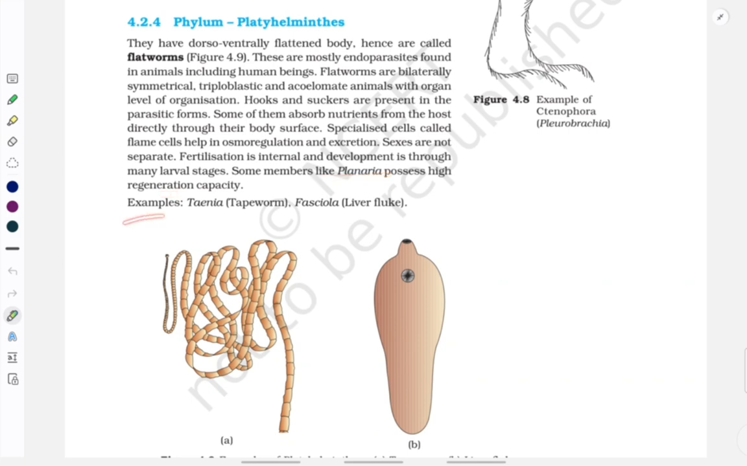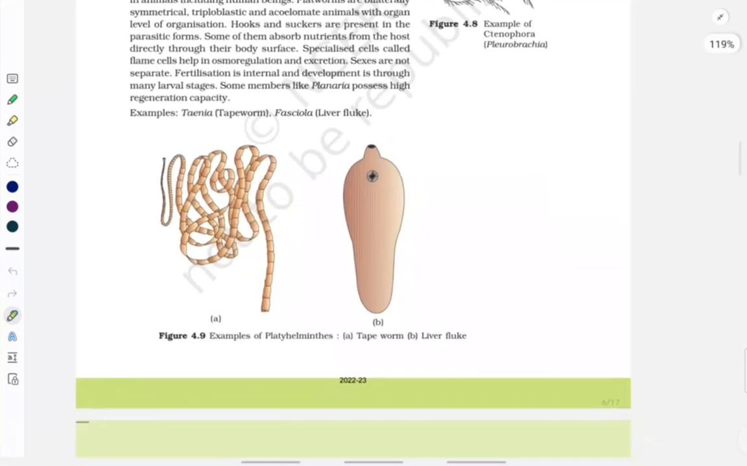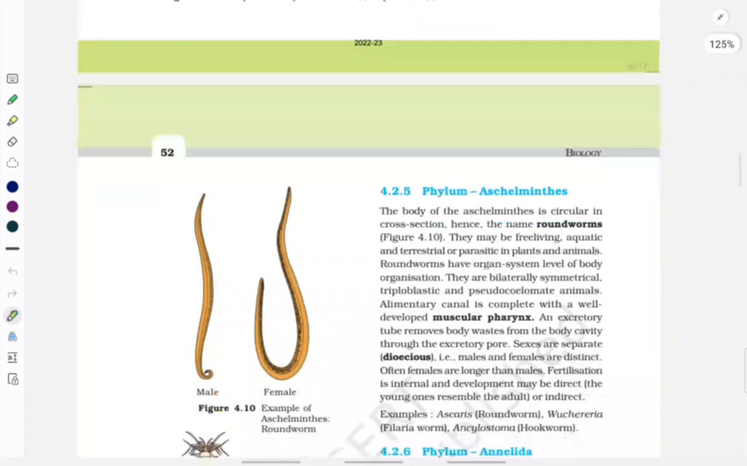Now the examples of phylum Platyhelminthes: number 1 is tapeworm. This is the tapeworm, as you can see, and the second one is Fasciola, which is the liver fluke. This is the liver fluke. Okay, so with Platyhelminthes we are done.